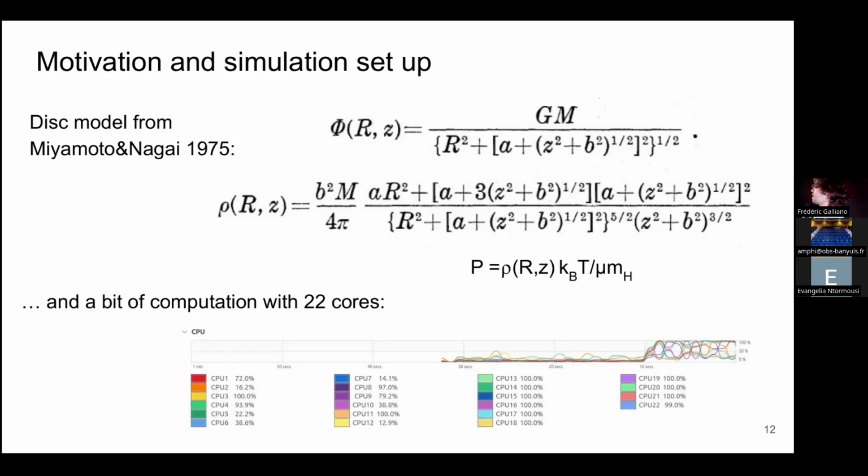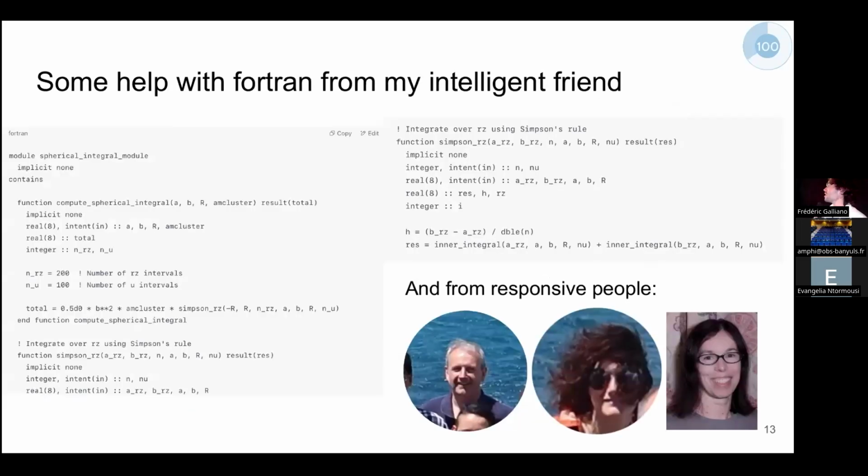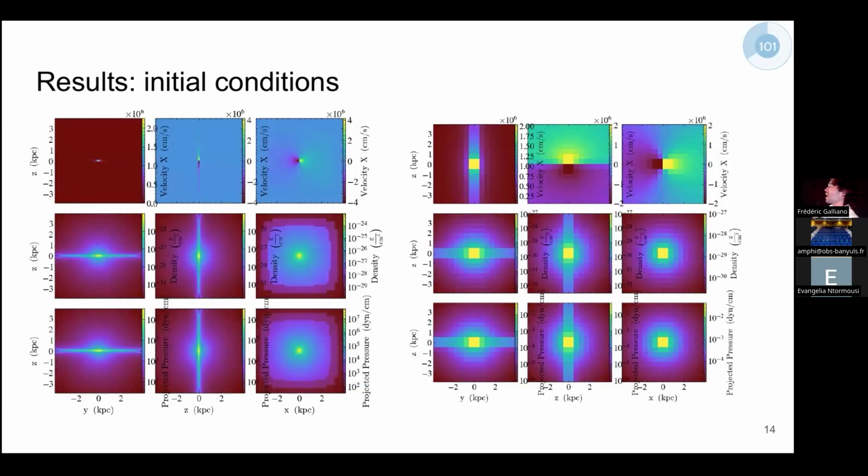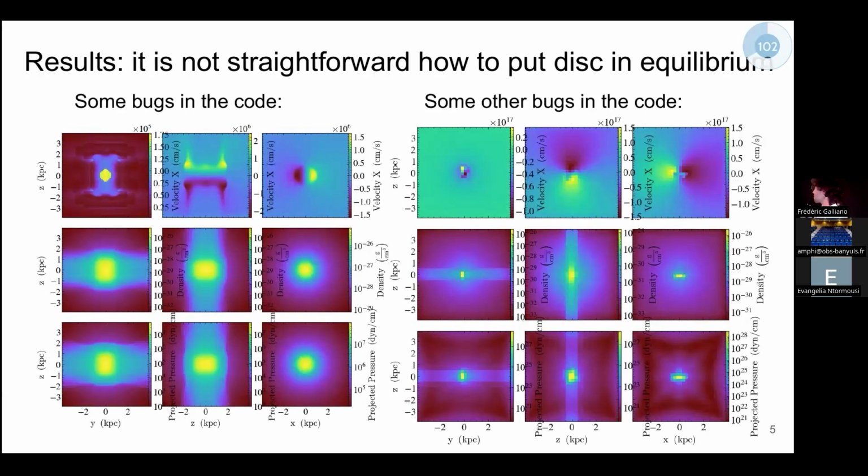And after a bit of computations and help of ChatGPT and some amazing supervisors, Simon, Eva, and Donatella, I was able to compute initial conditions, but afterwards everything exploded because it's pretty difficult and not very straightforward how to stabilize a rotating disk. So yeah, that's my results.